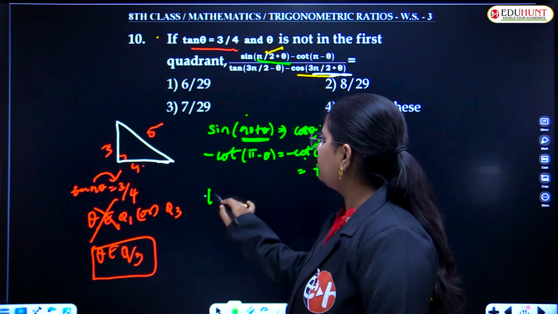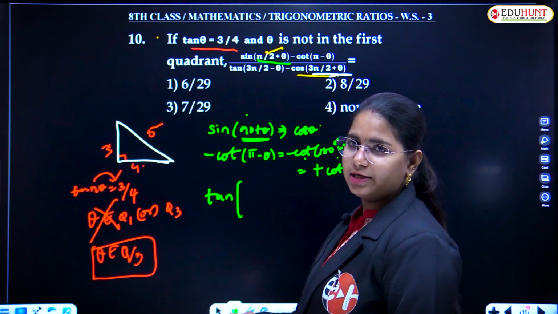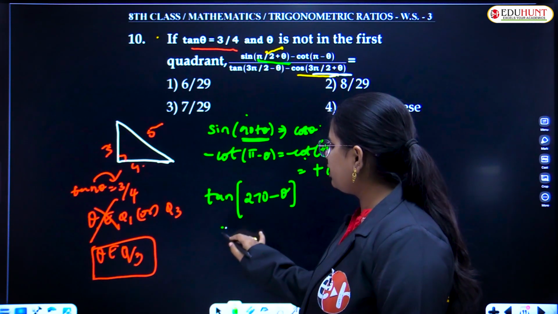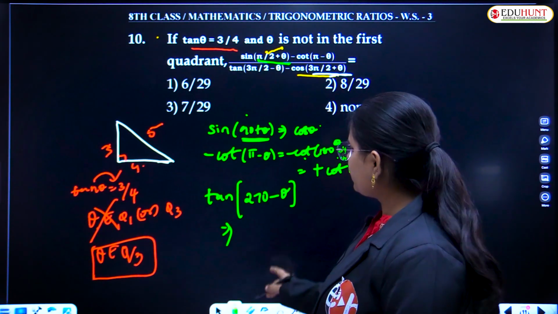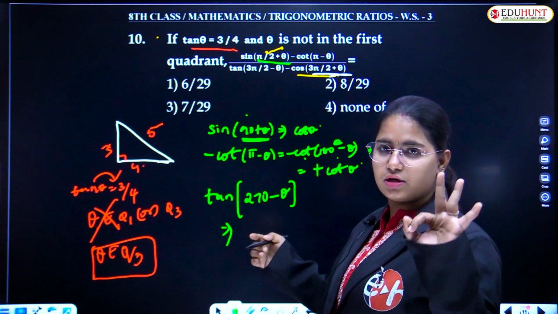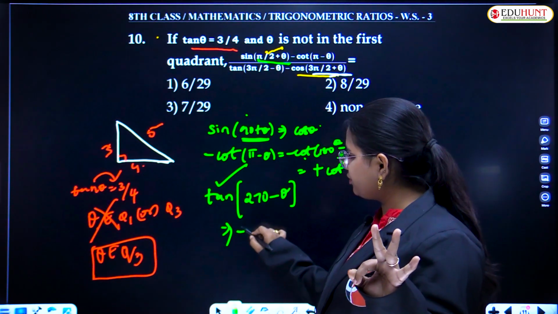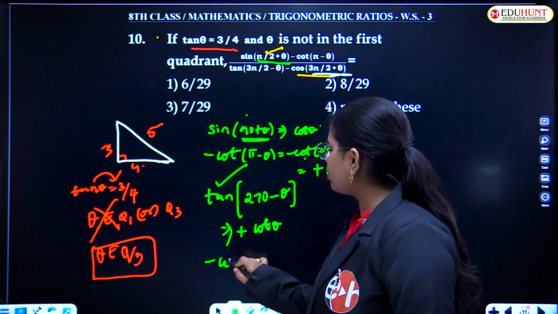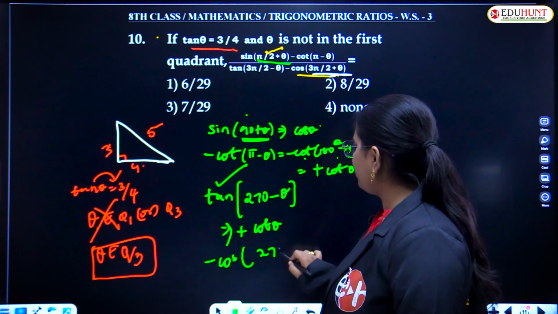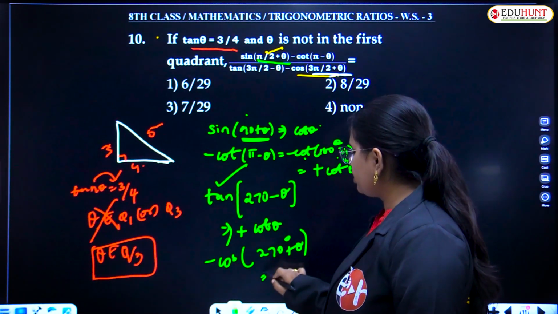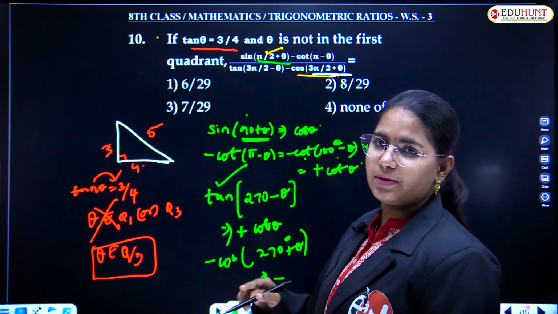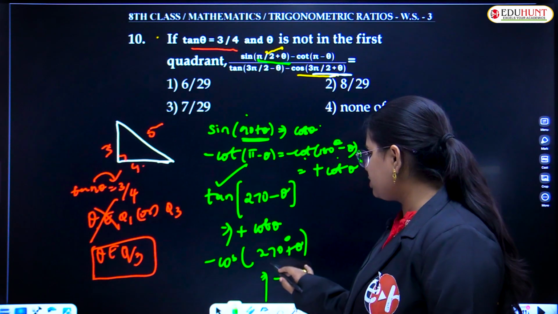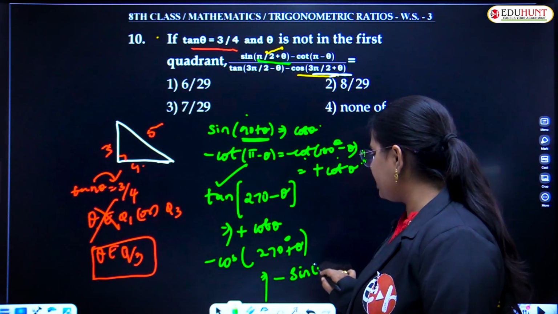Next one, tan of 3 pi by 2 minus theta. 3 pi by 2 is nothing but 270. 270 minus theta lies in the third quadrant. In the third quadrant tan is positive, so this is plus, and it becomes cot theta. Next one is minus cos of 270 plus theta, which belongs to the fourth quadrant. In the fourth quadrant cos is positive, but cos will become sin. It is becoming sin theta, right?